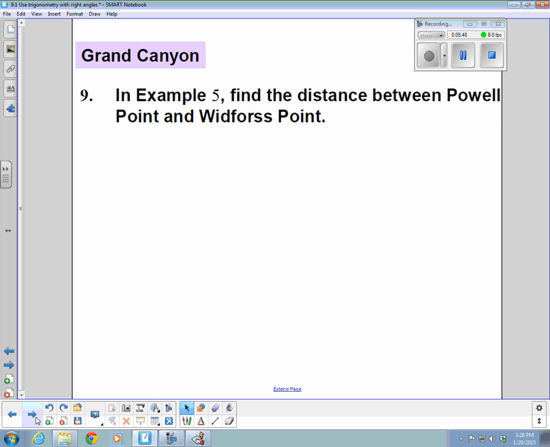So take a look at this. Go ahead and pause the video now, and you are going to try this on your own. Okay, I'm back. So hopefully you tried this. You hit the play button again, and now we're going to try to find the distance between Powell Point and that wind force point.